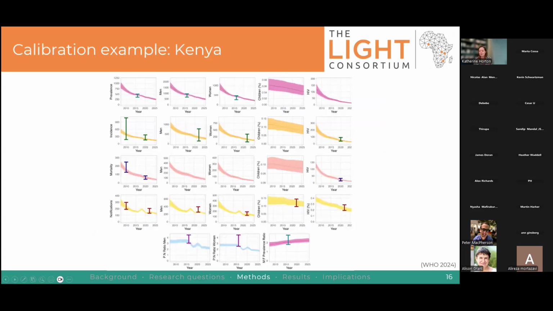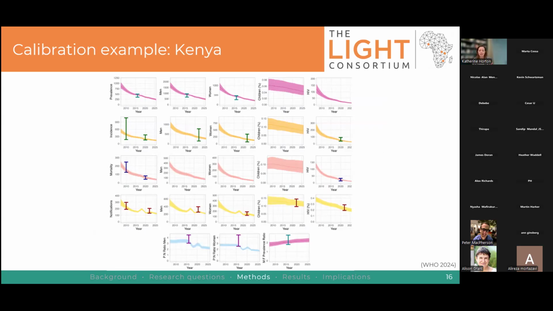We calibrated the model to country-specific indicators for each of the 4 countries, including prevalence, incidence, mortality, and notifications, with disaggregation by age, sex, and HIV status where the data allowed. And we used a history matching and emulation algorithm, HMER, in R to identify 1,000 parameter sets that were consistent with calibration targets for each country.